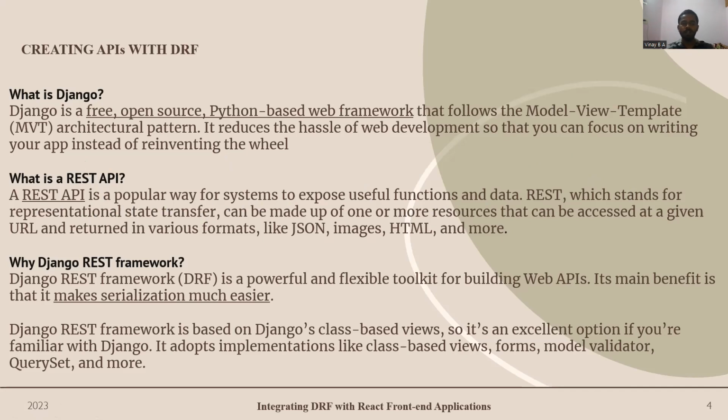Django REST framework, DRF, is a powerful and flexible toolkit for building web APIs. Nowadays, building web APIs using Django is very easy, and its main benefit is that it makes serialization much easier. It's easy to understand, so that's why we are using it. Django REST framework is based on Django's class-based views, so it is an excellent option if you are familiar with Django. It adopts things like class-based views, forms, model validators, querysets and more.